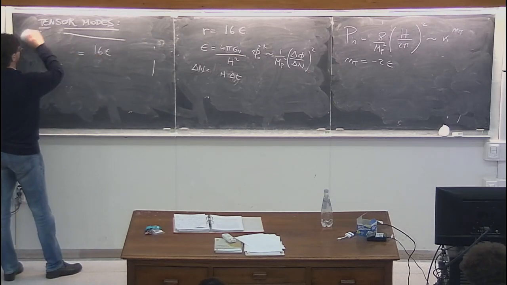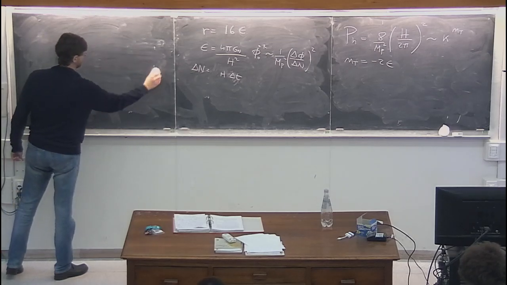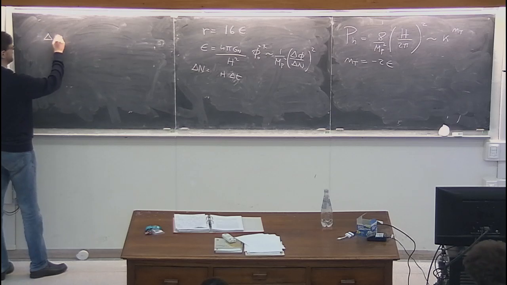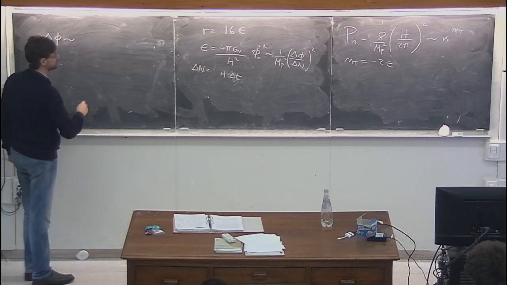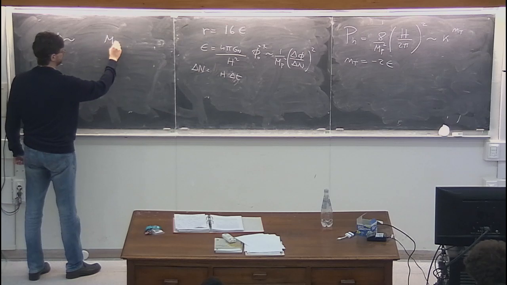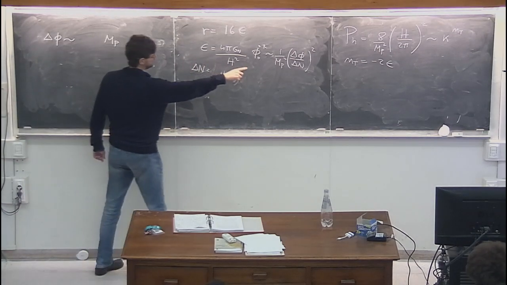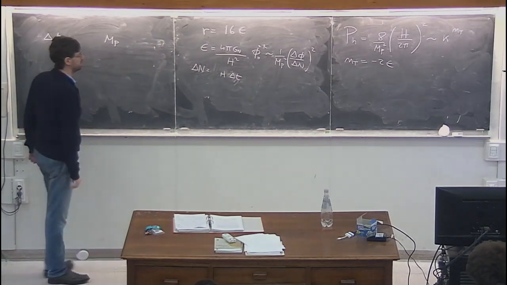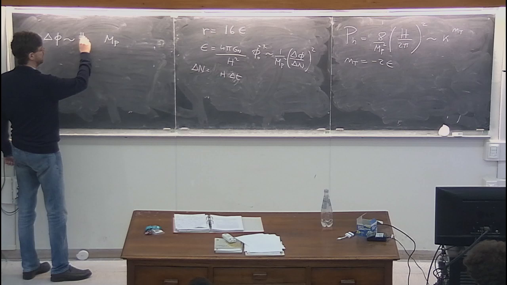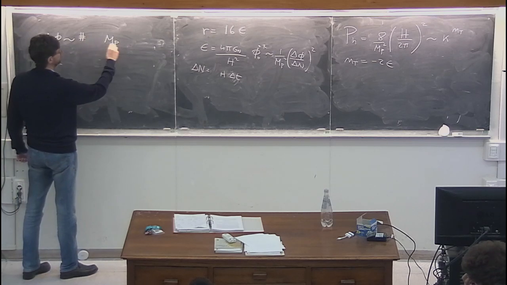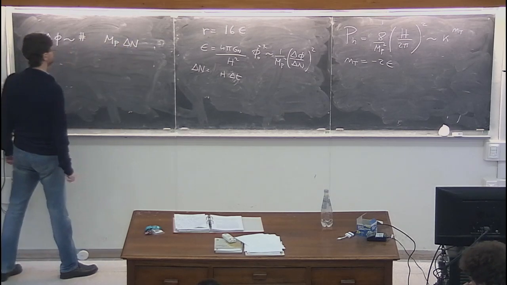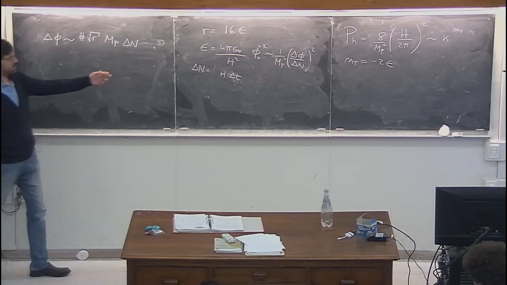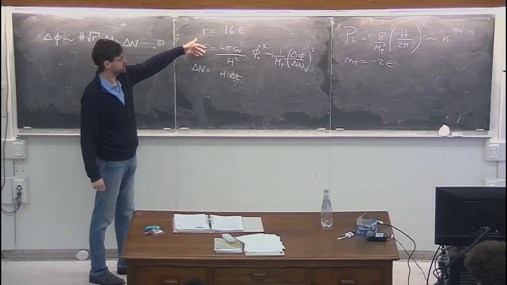Okay, so now you see from there that you can relate how much the field is moving. So you can say that delta phi goes like what? Goes like M Planck, if I take the square root of this expression when I relate it to this. You have factors of order unity here, I don't put them, and then I have delta N. And then I have the square root of r here. Okay, that comes from relating these two objects.